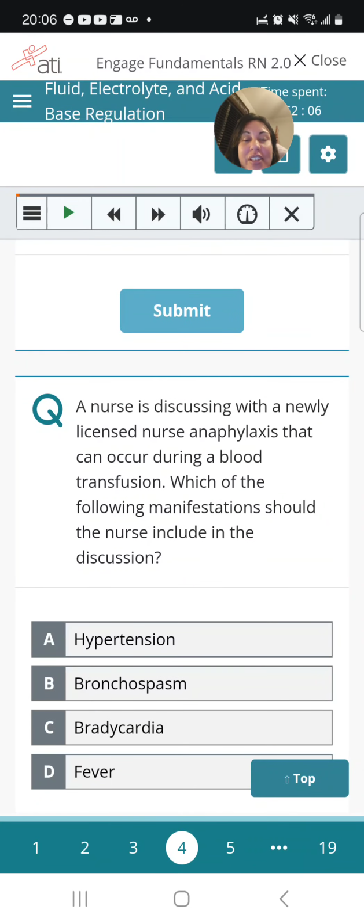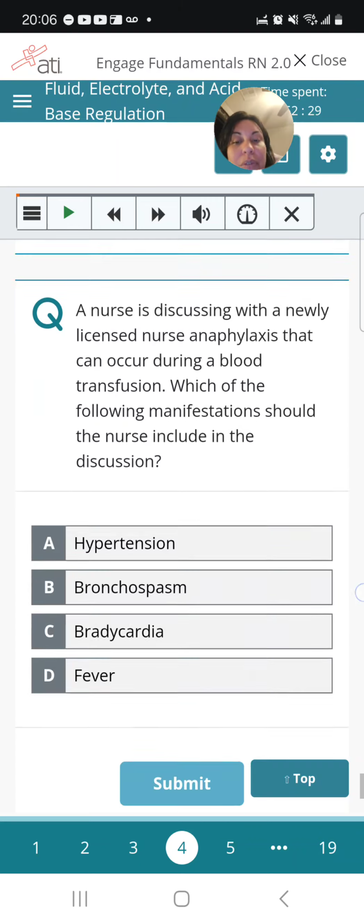So a nurse is discussing with a newly licensed nurse anaphylaxis that can occur during a blood transfusion. Which of the following manifestations should the nurse include in the discussion?